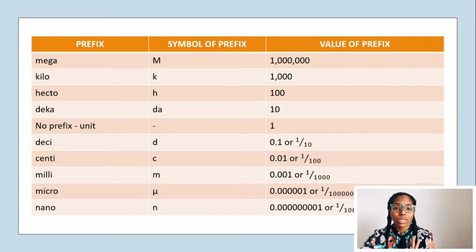And nano, the smallest one that we are required to know for CSEC, is just like the one we used before when we were talking about the diameter of an atom, is a lowercase n, and it's 1 over 1 billion. And those are the prefixes that we really have to pay attention to for CSEC. There are smaller ones like pico, there are bigger ones like giga and tera, but for the purpose of CSEC, these are the ones that we have to focus on.